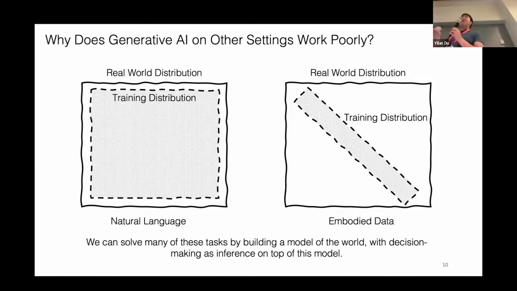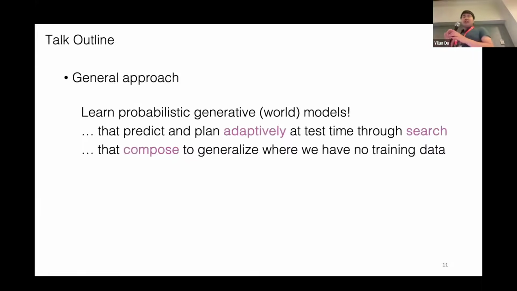So in this talk, I'll discuss the idea that instead of formulating decision-making as an end-to-end prediction problem where we directly predict actions, we should formulate decision-making as building some type of model of the world, and formulate decisions as an inference procedure on top of this model. Learning a probabilistic generative model of the world is a way to get towards this goal of more general intelligence.